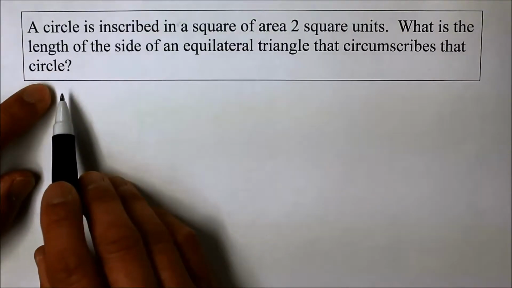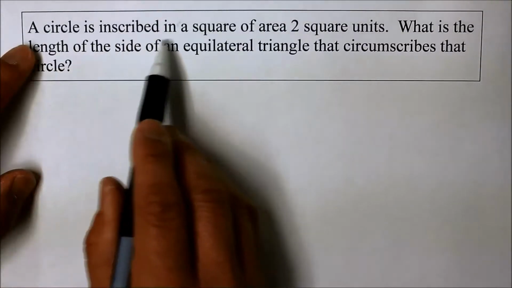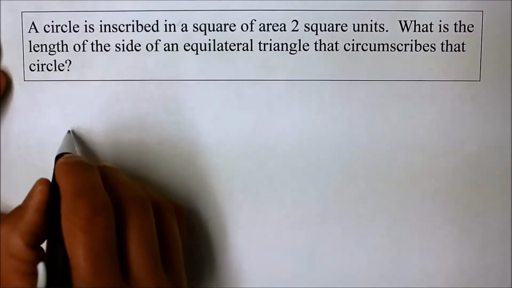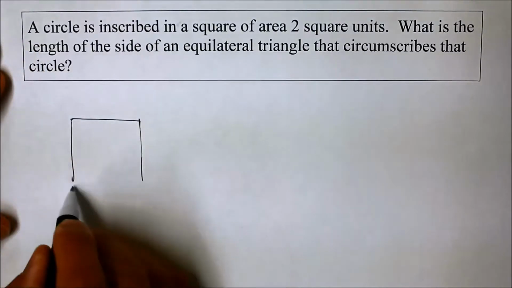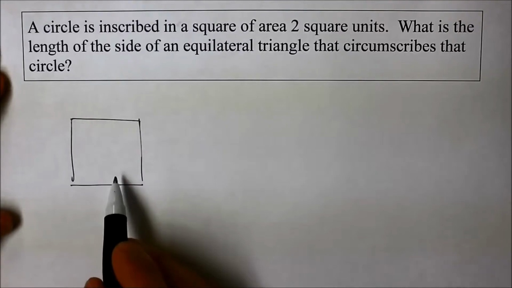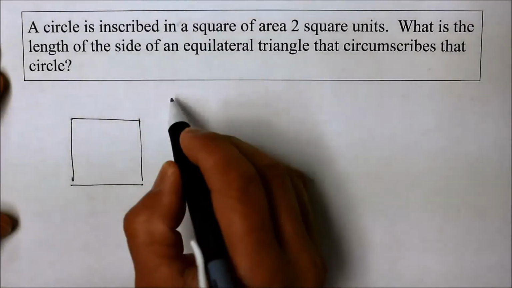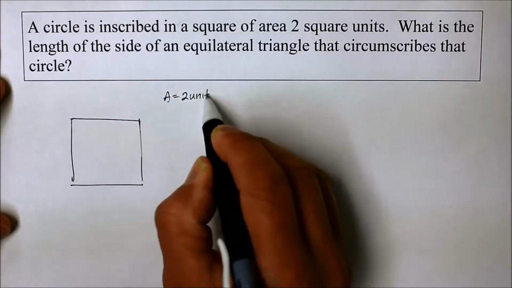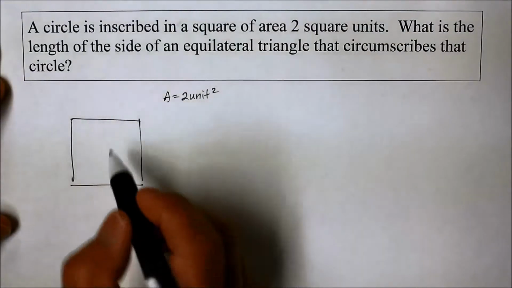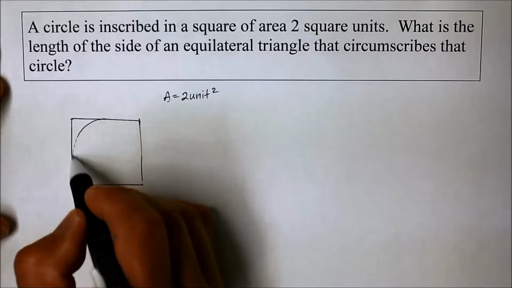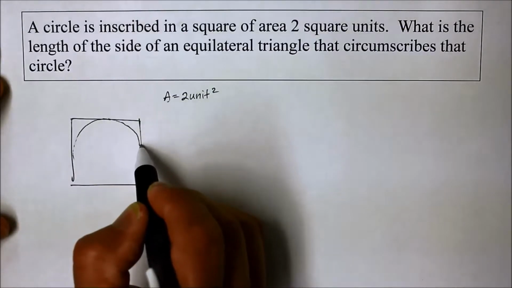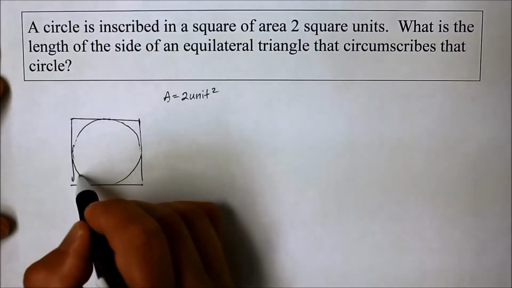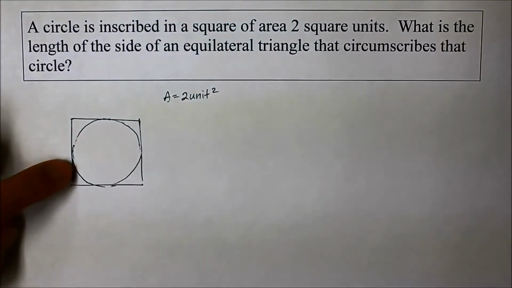Here's what it looks like. First, a circle is inscribed in a square. So here's a square. Well, let's call it a square. Okay, and the area of that square is 2 square units. And there's a circle inside it. It kind of looks like a circle, doesn't it?